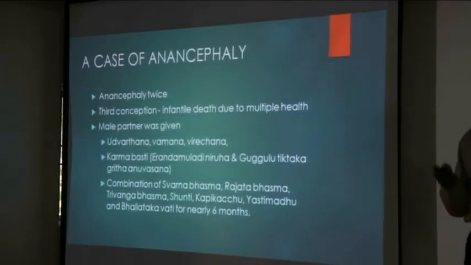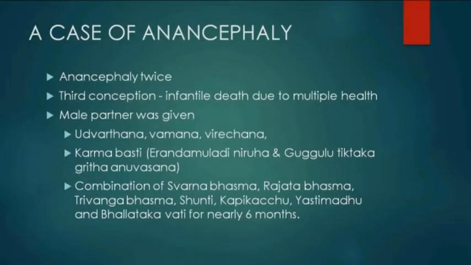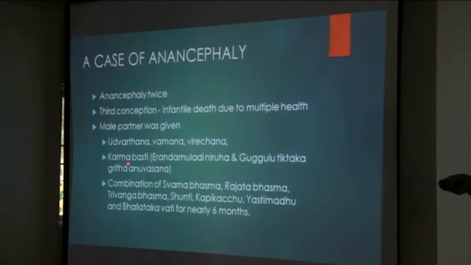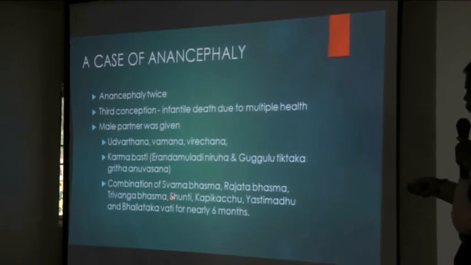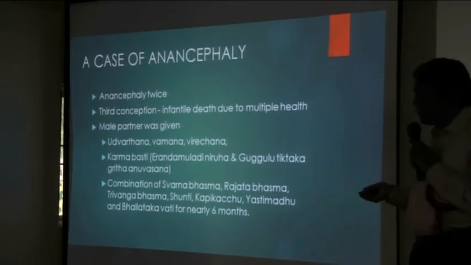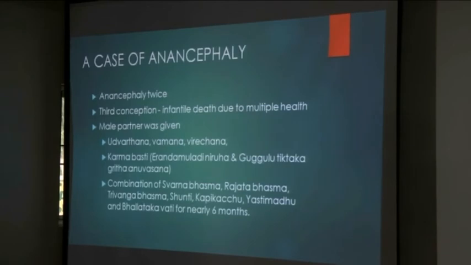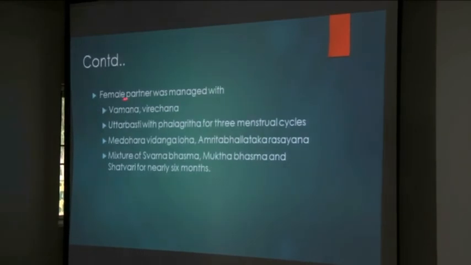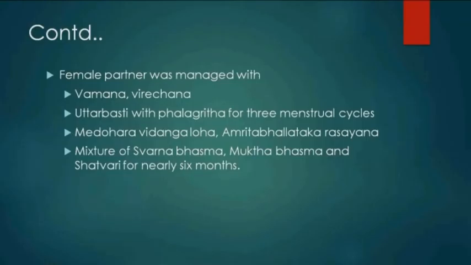In one couple, anencephaly, a case without a head, occurred twice, and the third conception ended in infantile death; it was born but died. Here we treated both male and female. Panchakarma and Karma Basti were administered, then a combination of Swarna Bhasma, Rajata Bhasma, Vanga Bhasma, Shunti, Kapikachchu, Ashwagandha and Bhallataka Vati for nearly 6 months. The female partner was managed with Vamana, Virechana, Uttarabasti with Palagruta, and Medohara Vidanga Loha. She was very obese, and I reduced her weight.